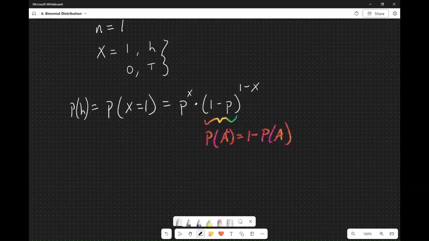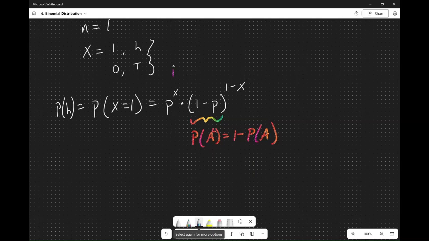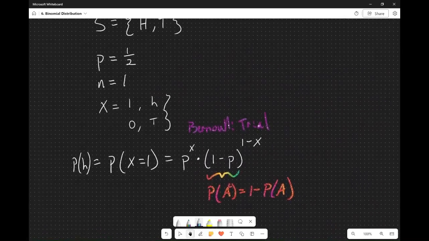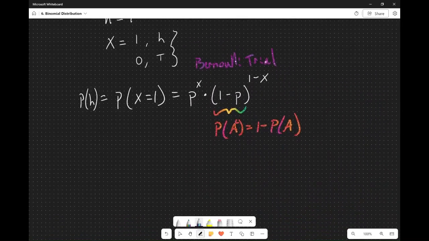Okay, so this is what we call a Bernoulli trial. So what happens now that we want to flip the coin multiple times? We want to know what's the probability of heads and heads. That was the question we left off with.